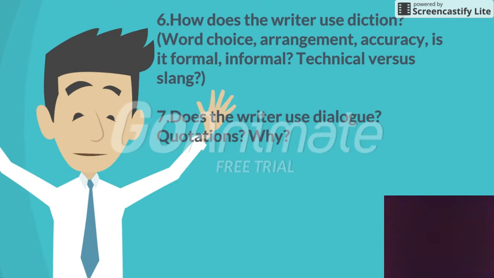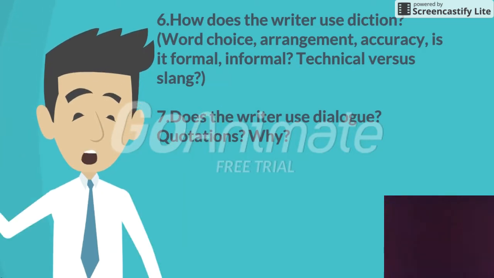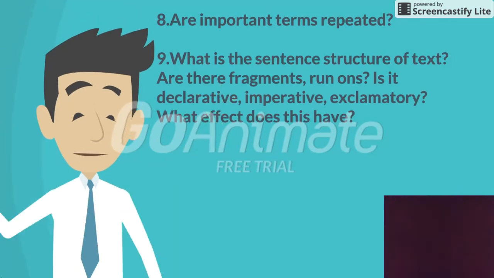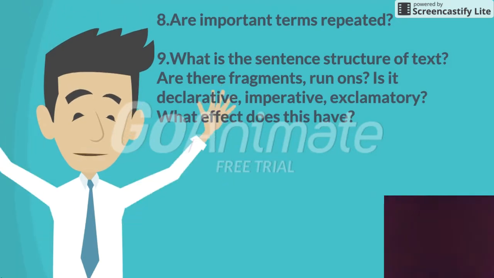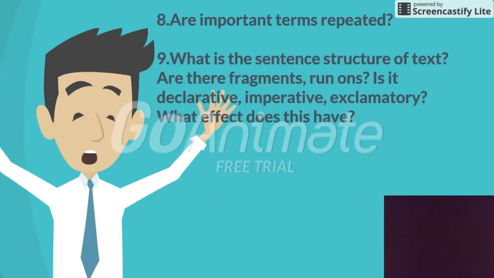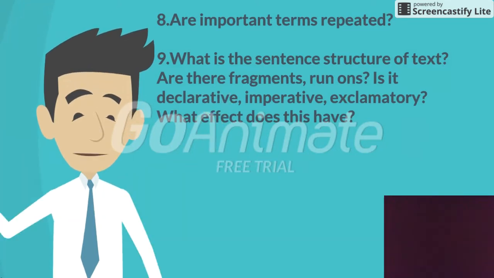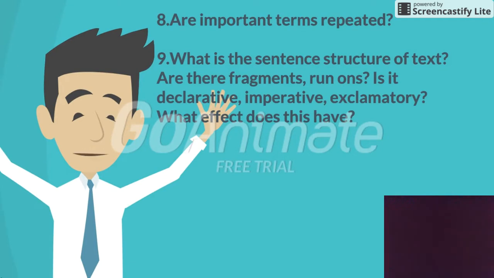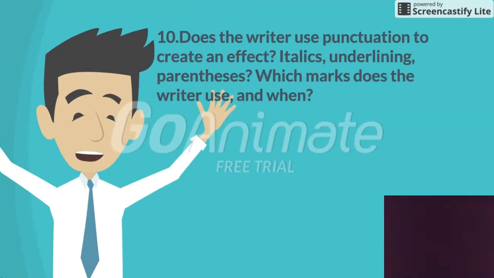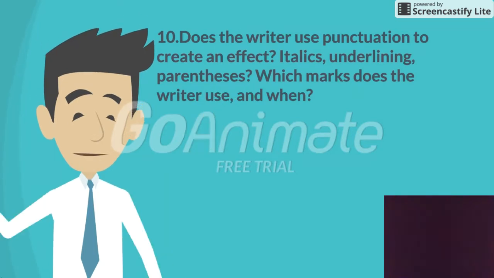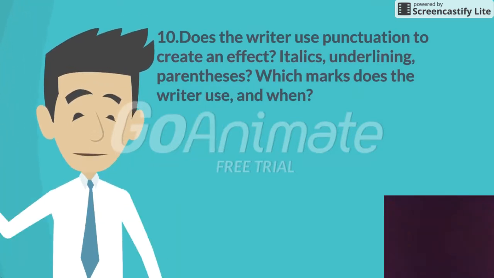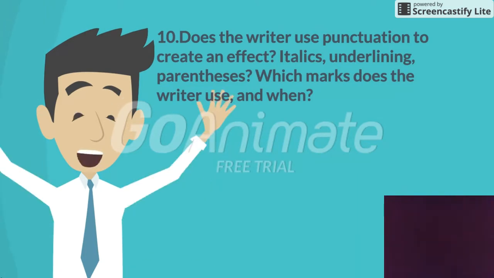7. Does the writer use dialogue? Quotations? Why? 8. Are important terms repeated? 9. What is the sentence structure of the text? Are there fragments, run-ons? Is it declarative, imperative, exclamatory? What effect does this have? 10. Does the writer use punctuation to create an effect? Italics, underlining, parentheses. Which marks does the writer use, and when?